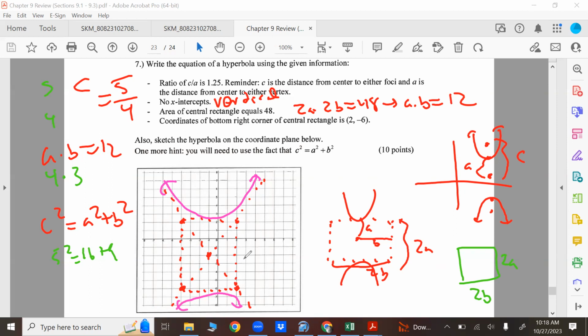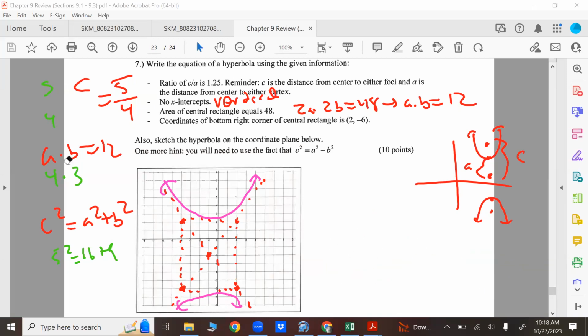Now I can write the equation, right? I think we're all set. Wait, also here, it can't be up 6. So I'm going to have y plus 2 squared over, and it's going up and down 4, so 16, minus x plus 1 squared over 9 equals 1. There we go. And there's my hyperbola.